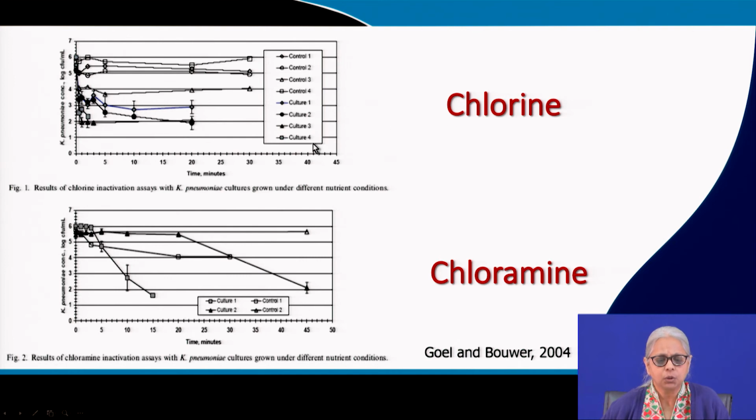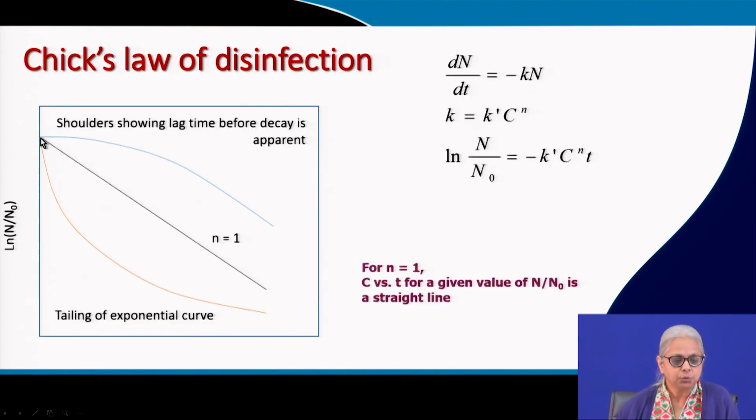You can see that all of the cultures that were exposed to chlorine showed at least 4 log reduction to about 2 log reduction within less than 5 minutes. So that's the first part of the curve. There is an exponential drop in the cell population. But then what is interesting is that in all 4 cultures, no, I think it's 3 out of 4 cultures, you get these long tails. And these long tails are similar to what you see here.